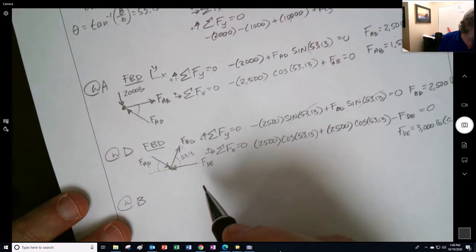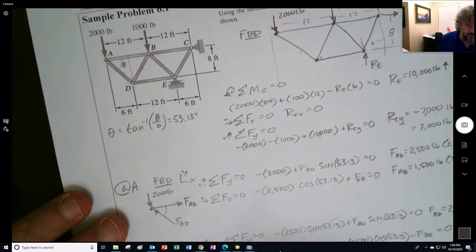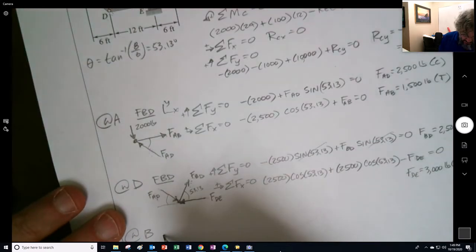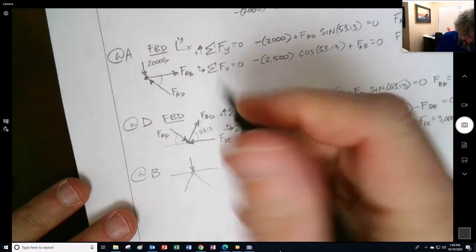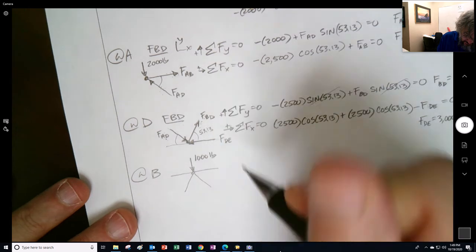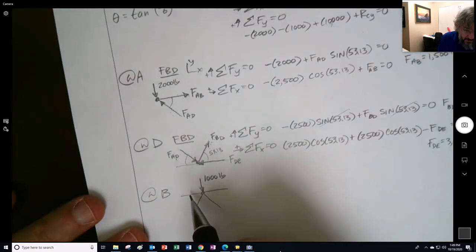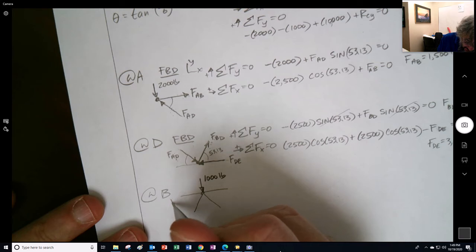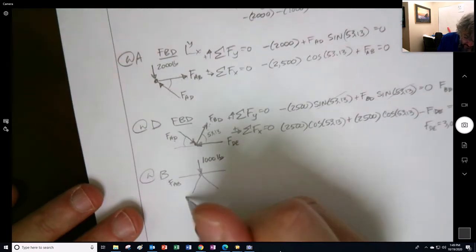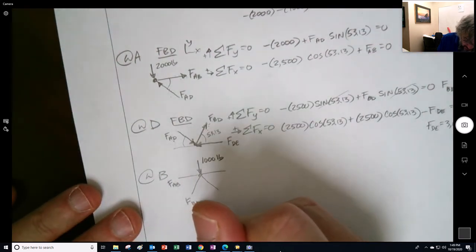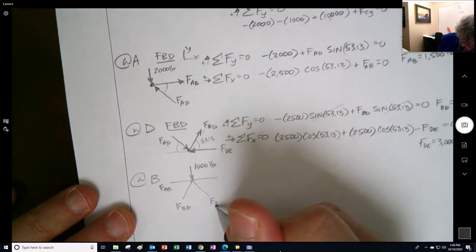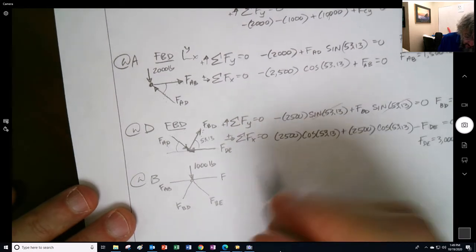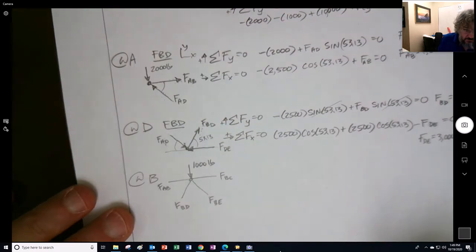So at B, we draw B. It's horizontal and has the two down things. Okay, so we have a bunch of things going on here. Right there, that thing is coming down, and there's your 1,000 pounds. We already know these right here, right? So this was FAB. This is FBD. This is FBE. And this is FBC. Okay?